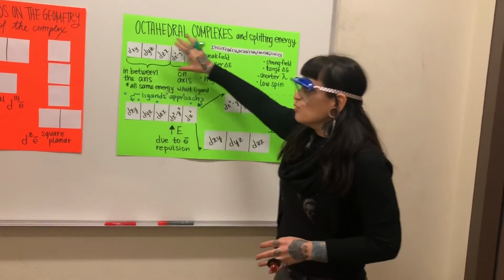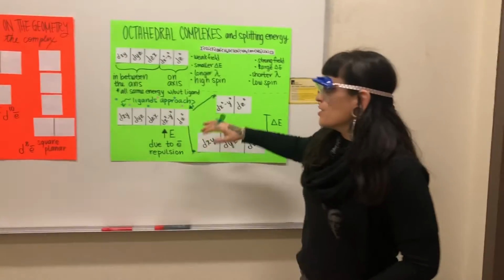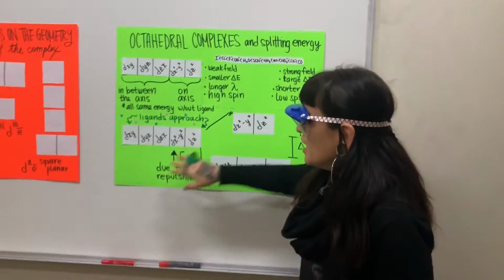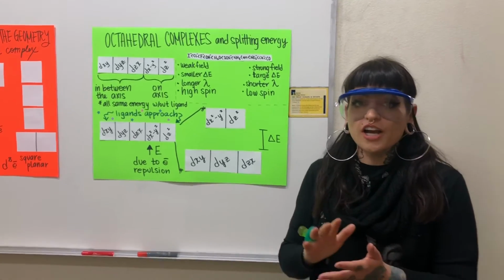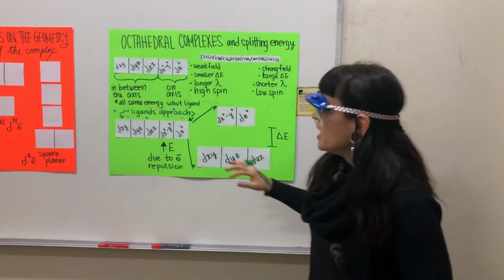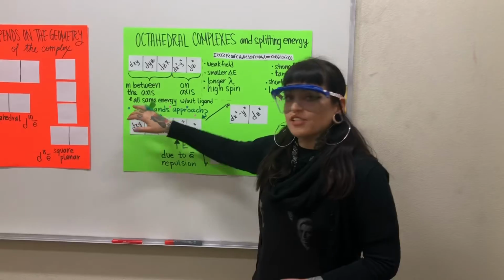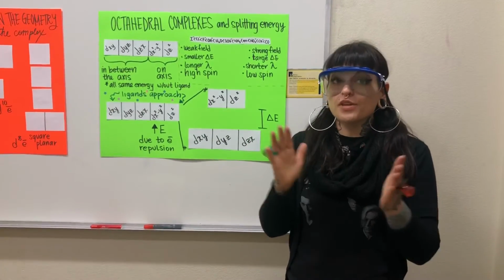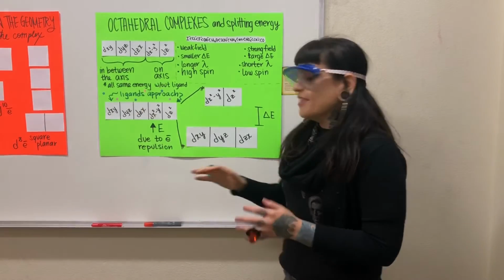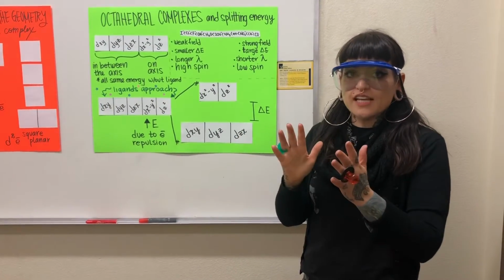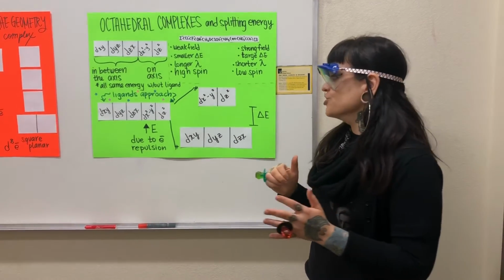They're all at equal levels of energy. However, when the ligands start to approach, you're actually going to see different types of repulsion occur in these d orbitals. Now, those in between the axis aren't going to have that much repulsion with the electrons, but those on the axis are. And that repulsion is actually going to do an increase in energy.